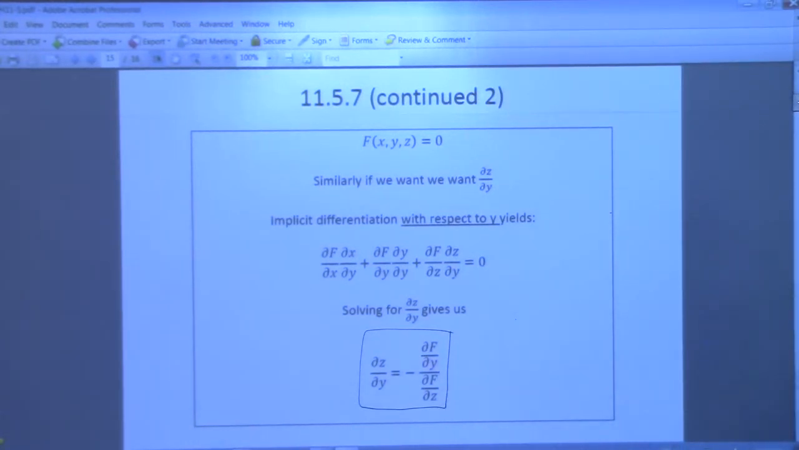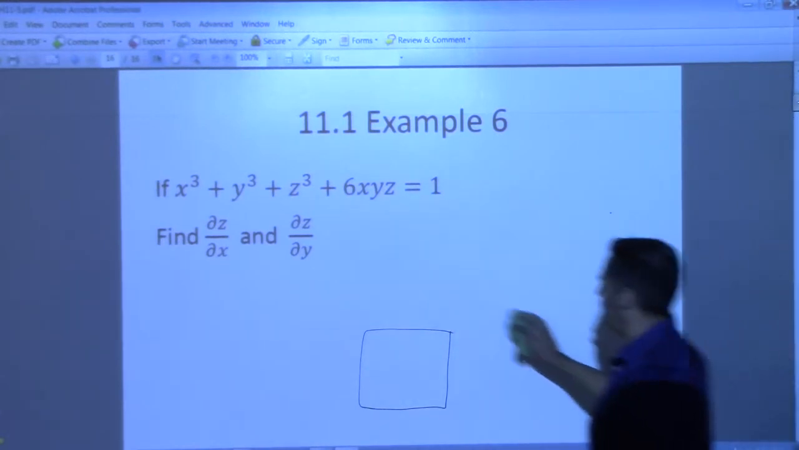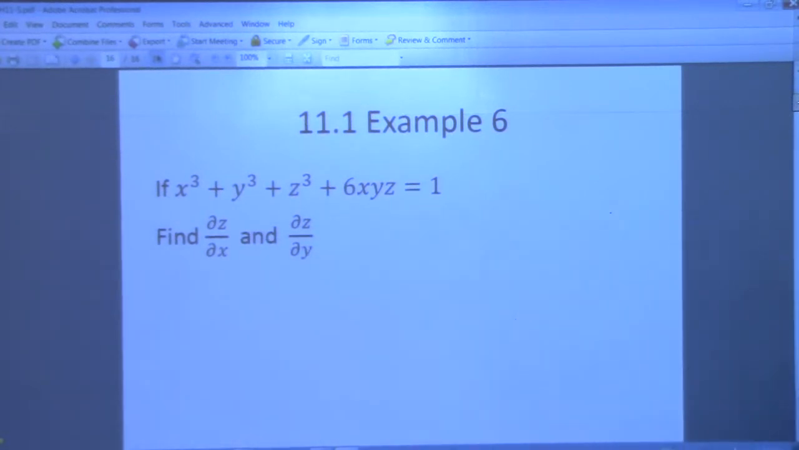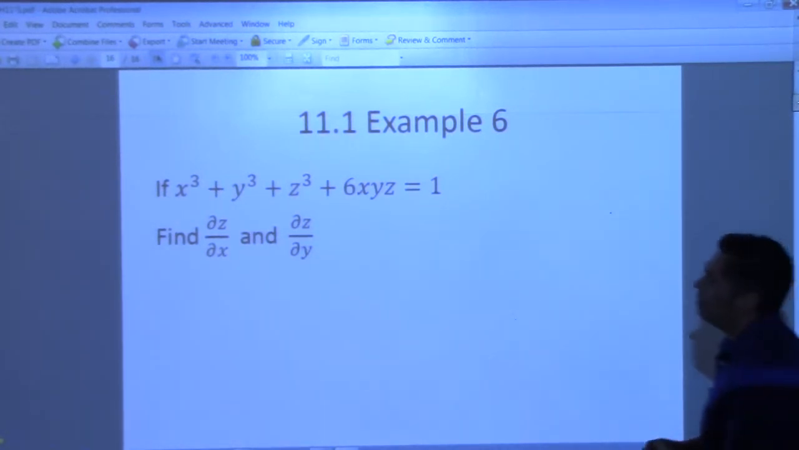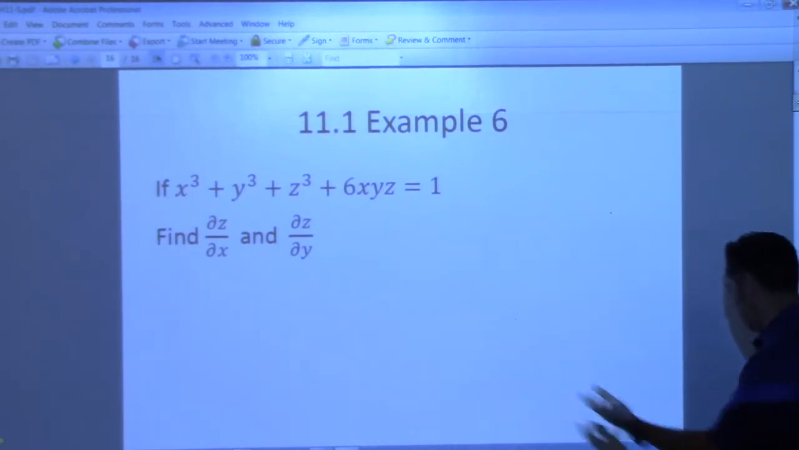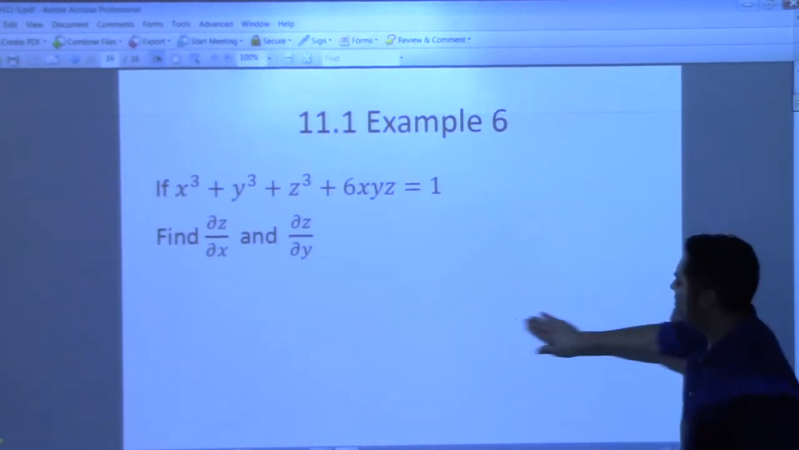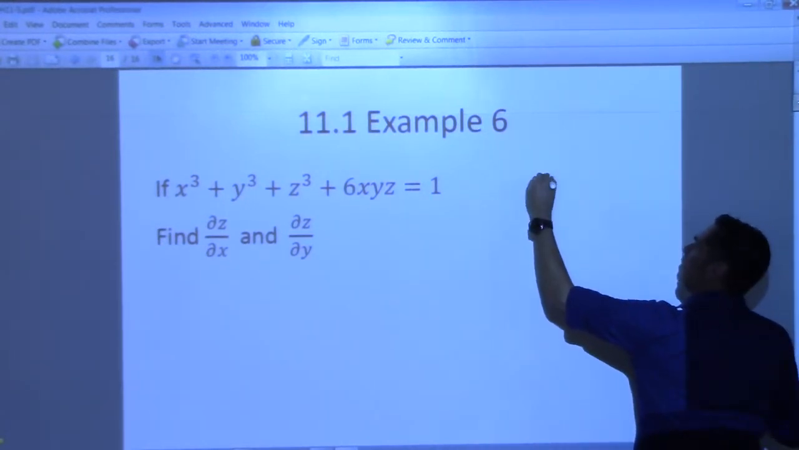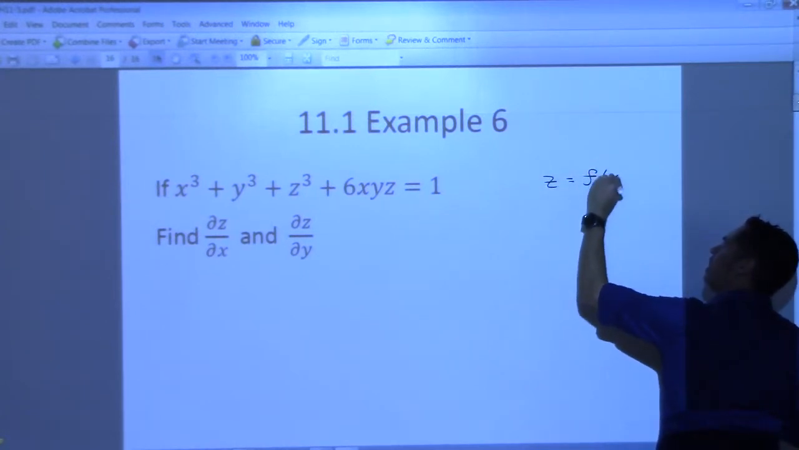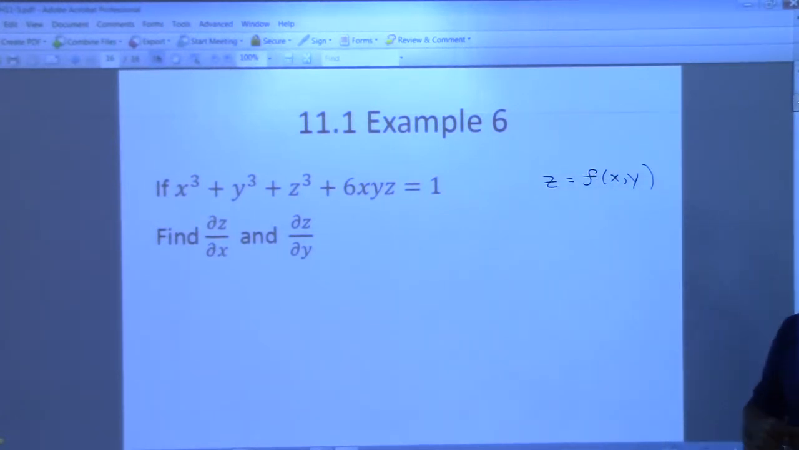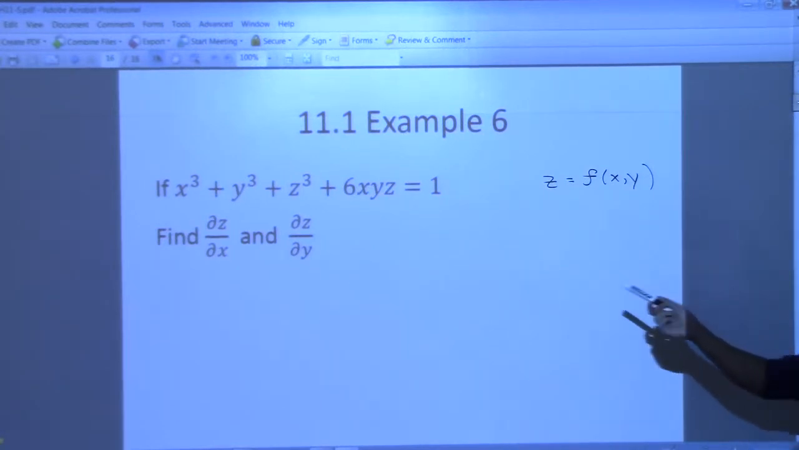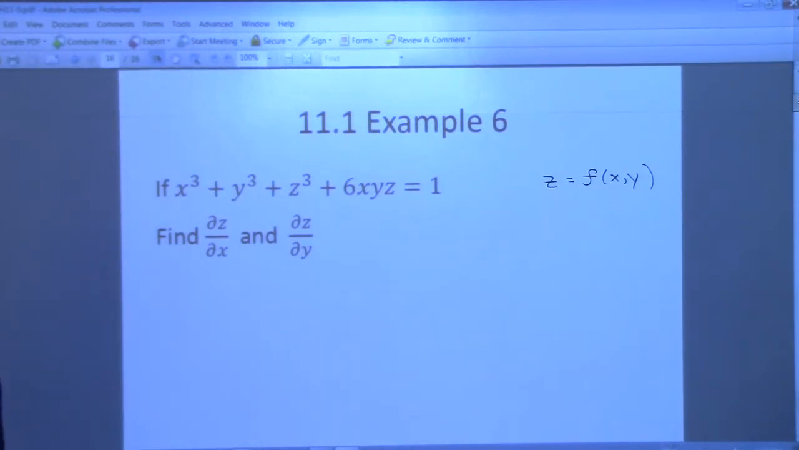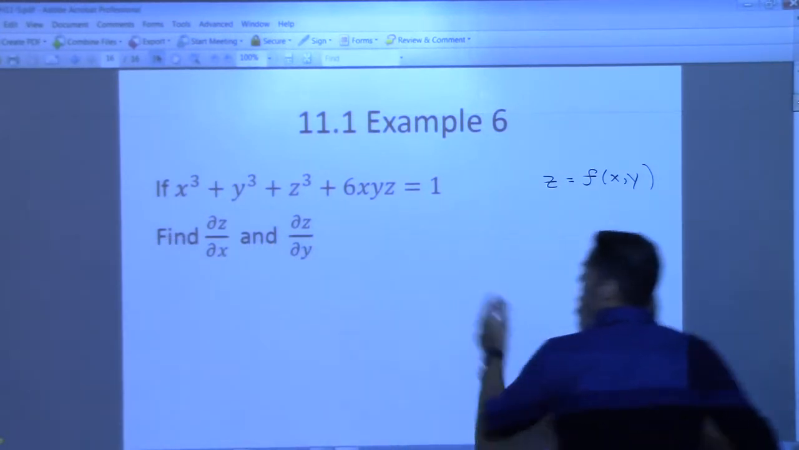So let's see this in action. And maybe we can look at this and appreciate the power of what we were just able to derive. Right now, this does not look like z is a function of two variables, does it? We cannot easily solve for z, can we? No. But we can use implicit differentiation to find both of these. So let's do that first one.